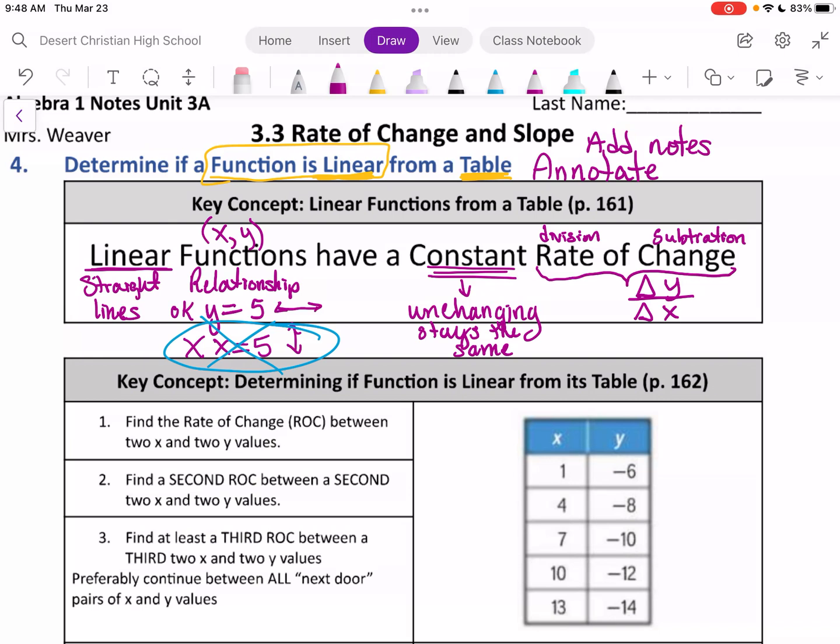So what does it mean to find a rate of change that is constant? It means that we're changing at the same rate. We have a steady change, all right?